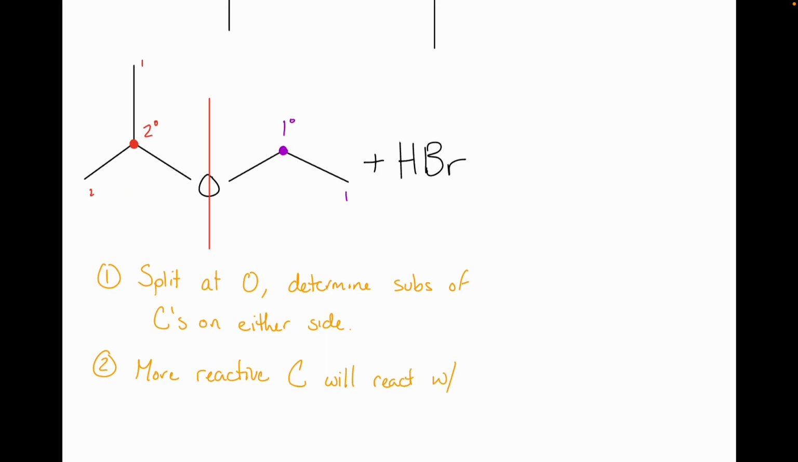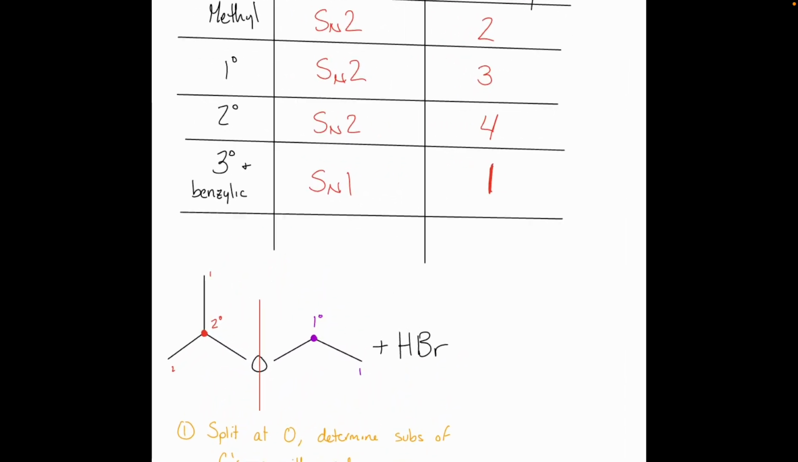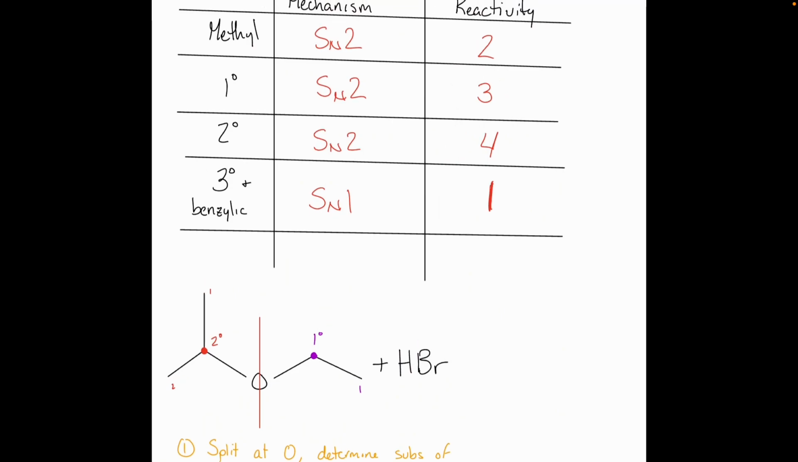will react with our halide, which is in this case the bromide ion. So according to our table here, which one of these 2 carbons is going to react with our bromide, the red or the purple? The purple, right? If I'm going to compare a primary versus a secondary, the primary is the more reactive. So that's what's going to end up reacting with my halide.